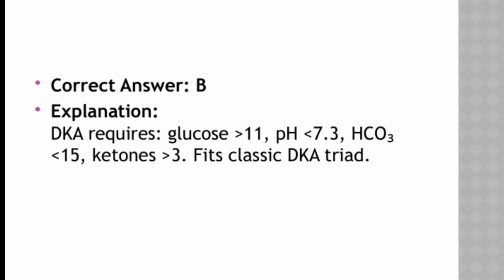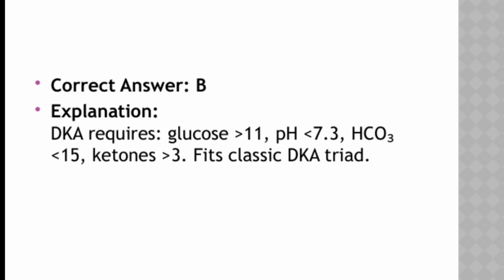All right, let's focus on what defines diabetic ketoacidosis, or DKA. The correct answer here is B. Now, to understand why, we need to look at the key diagnostic criteria. DKA typically presents with a blood glucose level greater than 11 mmol per liter, so that's quite high. Then there's the pH. It's usually less than 7.3, indicating acidosis. The bicarbonate level, or HCO3, drops below 15, reflecting the metabolic acidosis. And finally, ketones in the blood or urine are usually above 3.